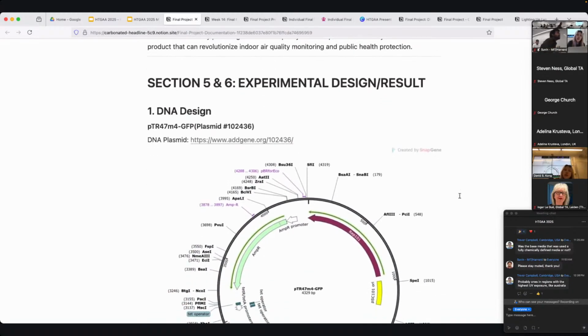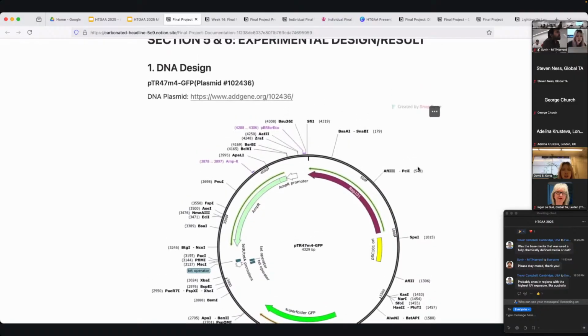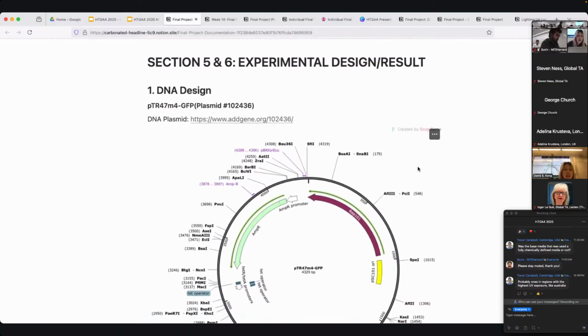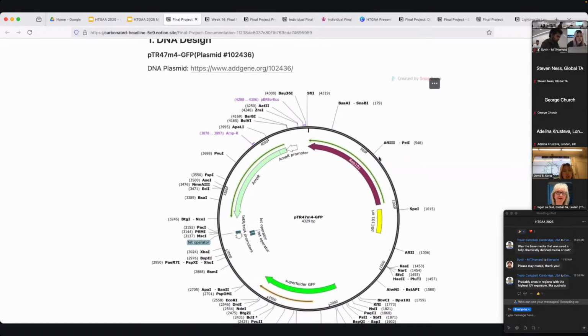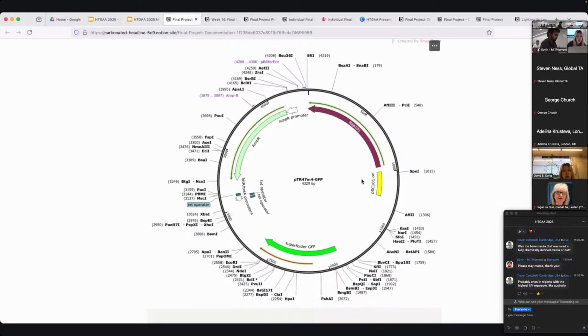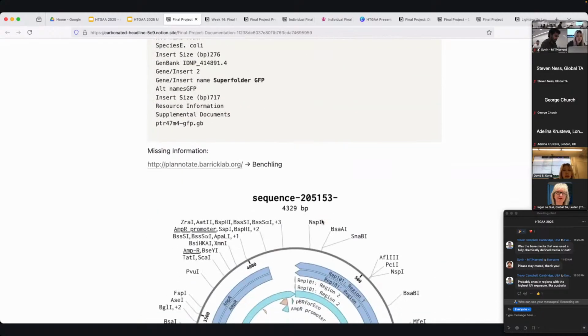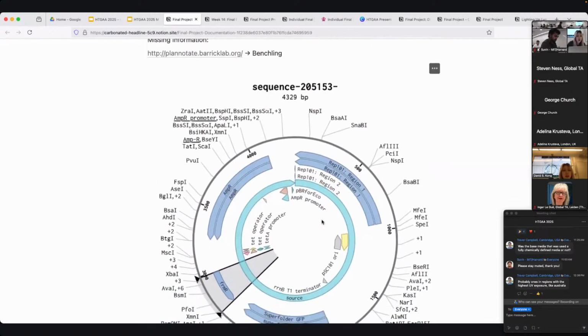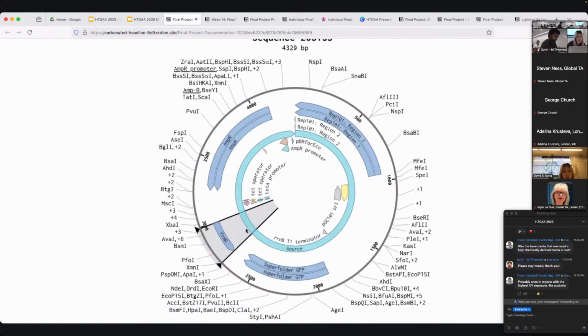And moving to the experimental design and results, this is a pTR47M4 GFP plasmid I ordered from Addgene, which is a biosensor that detects formaldehyde with the FrmR and expresses GFP when formaldehyde is present. And this is the Benchling file with more detailed information.